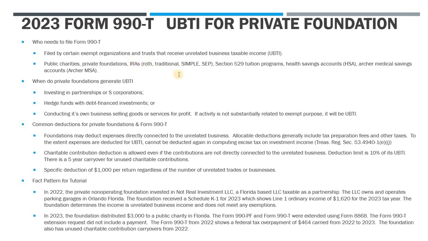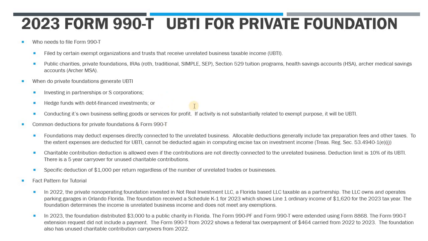So if you have IRAs, 401(k)s, 529 tuition plans, HSAs even, these types of accounts, which are generally tax exempt, right? So the earnings in, let's say, a traditional IRA aren't subject to tax on an annual basis. But if you have certain types of investments in those accounts that generate UBTI, you might have to file a 990-T. So when do private foundations or other public charities generate UBTI?